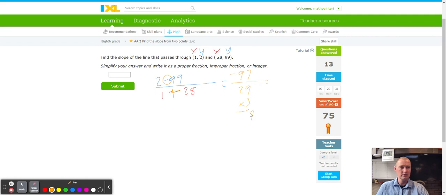9 times 3 is 7. Carry the 1. And 2 times 3 is 6, 7, 77. It misses by a lot. But what if we do 29 times 4? So again, we got to check and make sure it cannot be simplified. 9 times 4 is 36. Carry the 3. And 2 times 4 is 8, plus 3. Ooh, 9, 10, 11. Way too big. Way too big.